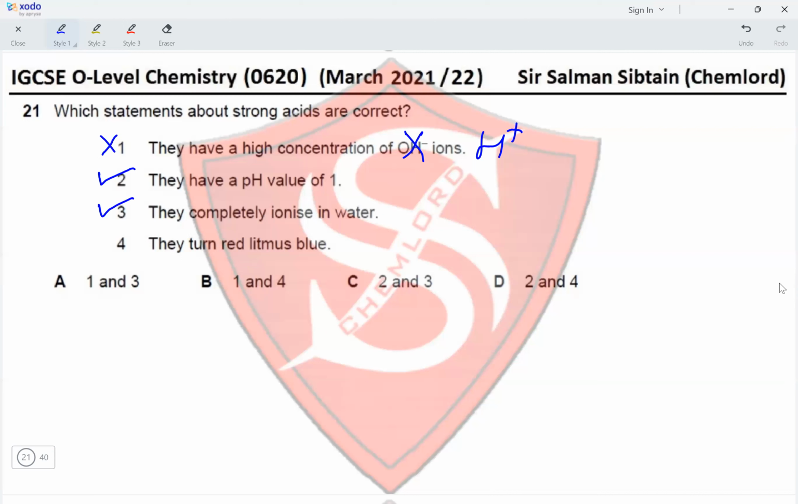They turn red litmus blue. No, this is incorrect. They turn blue litmus red, because the litmus has a red color in acidic conditions and a blue color in alkaline conditions. Statement 4 becomes incorrect. Since statements 2 and 3 are correct, option C is the correct option for this question.